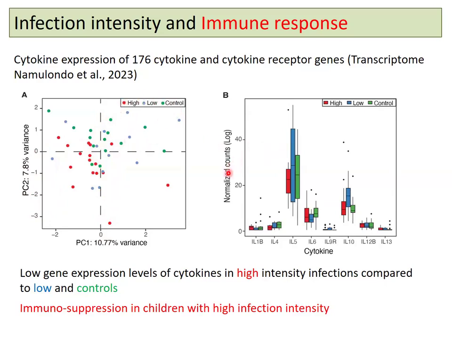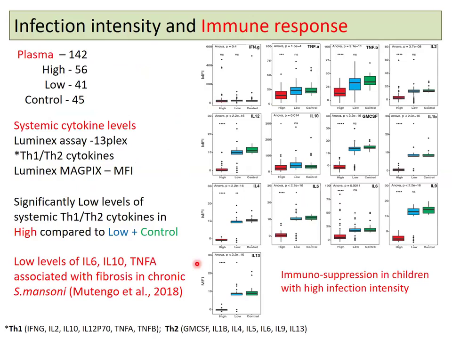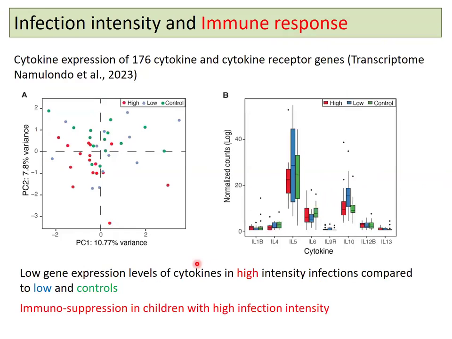The same information can be observed when we plot the normalized read counts of each of these cytokines. We observe that they are much lower in the high infection intensity groups as compared to the low and the control individuals. So immunosuppression in these children with a high infection intensity was evident, and we were able to observe it both from the cytokines in the plasma and from the gene expression information.